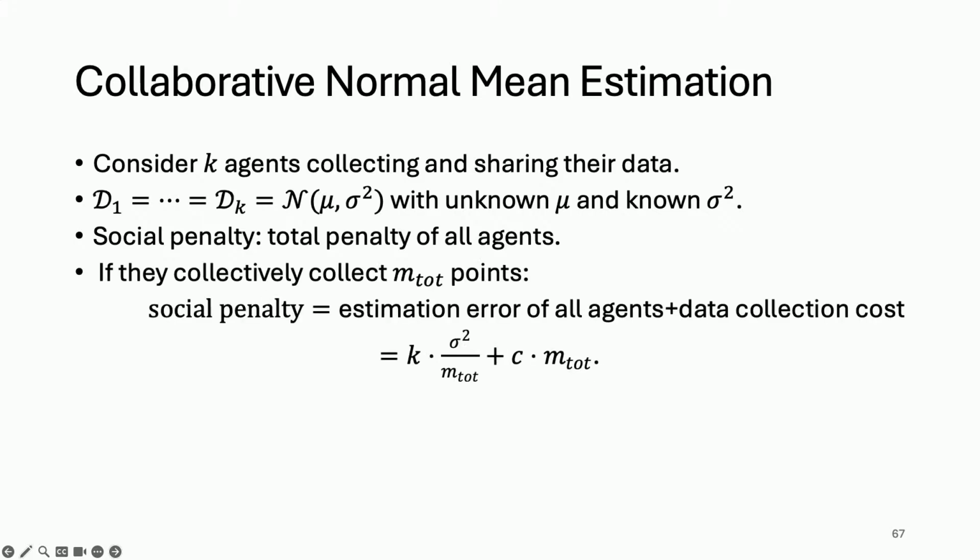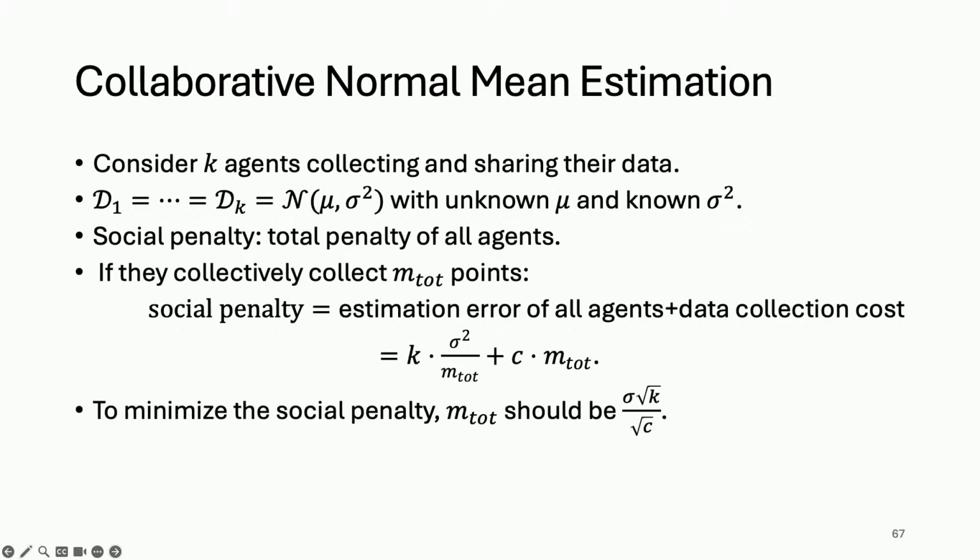For this problem, to measure the efficiency, they consider a slightly different notion, but just consider the total penalty of all agents. If they collaboratively collect a total amount of points, then the social penalty will be the summation over the penalty of all agents. That is the estimation error times k plus c times the total amount of data.